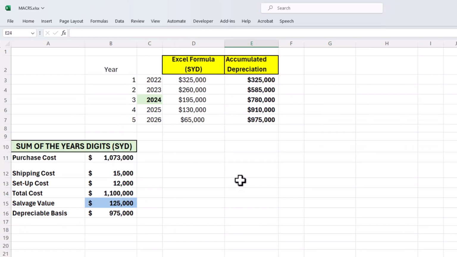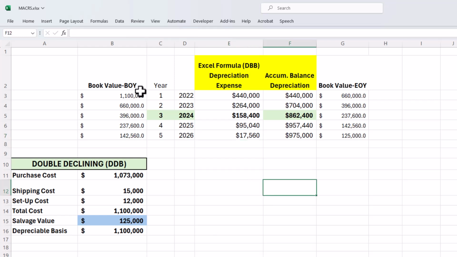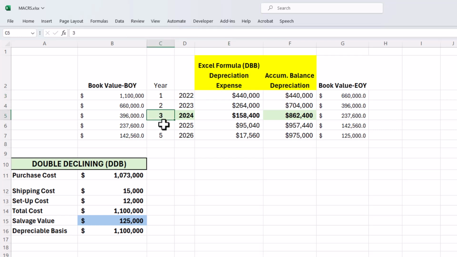The sum of the year's digits is basically reversing everything. Again, there is a SYD formula for it. And in case I didn't show this, let me just quickly go back. There's a double declining balance here: cost, salvage, life. And if you look at a life, that's the 5 years. But what is period? Well, period is you're computing this per year. So you're referring back to 1, 2, 3, 4.